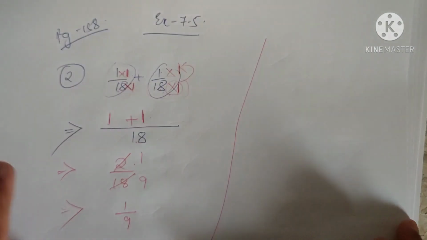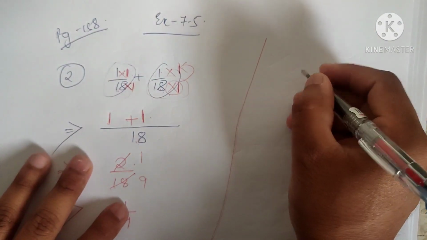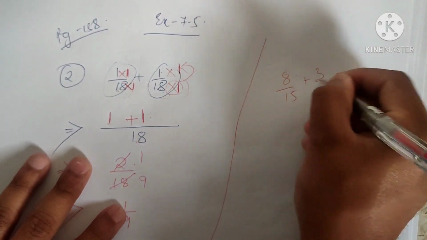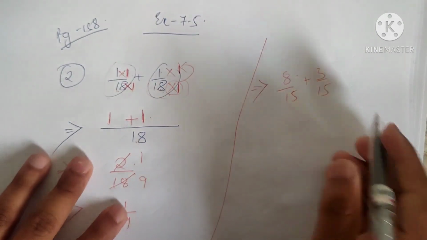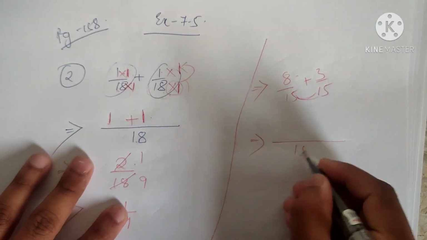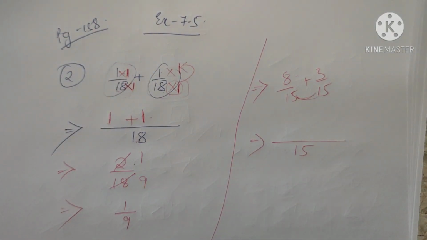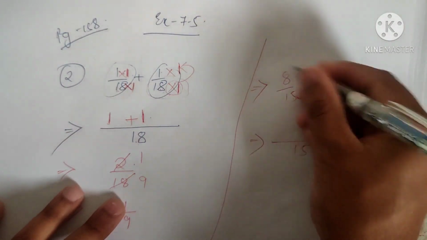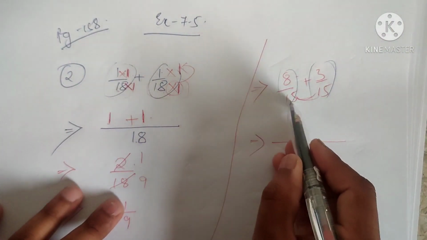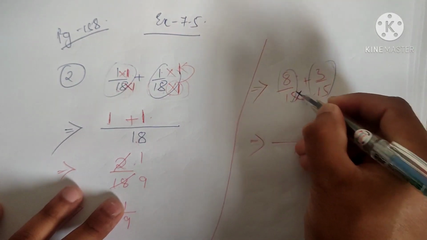Okay, I'll solve one more for you. Suppose you are given 8 by 15 plus 3 by 15. You see that both these denominators are the same, so you write down 15 as your LCM. Now you compare the LCM with both the given fractions, and you see that 15 1 is 15. So you write 15 1 is 15.